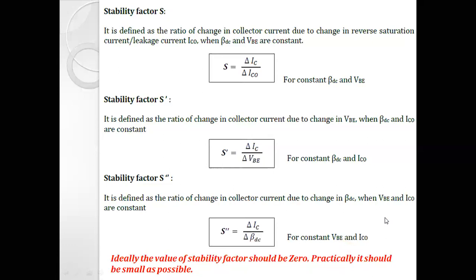So that's it for the session. In this session I have covered a few most important points. One is regarding the DC load line, second is regarding the operating point and the need of biasing, as well as what the stability factor is and what the factors affecting the stability of the operating point are, and how we can define the stability factor with reference to other parameters like reverse leakage current, current gain beta DC, and the drop between the base-emitter junction.